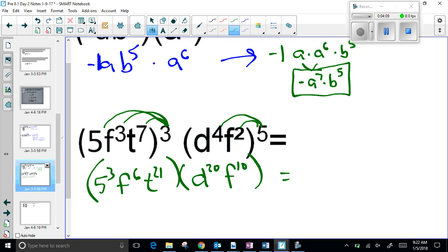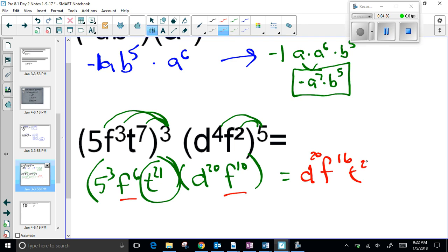And I just have to find the things that are alike and combine them. I've got some f's here. So I've got 16 f's. So that's f to the 16th. I've got d to the 20th that has nothing to do with anything else. So I put that here. And then let's go back to t to the 21st. Well, that just goes at the end.